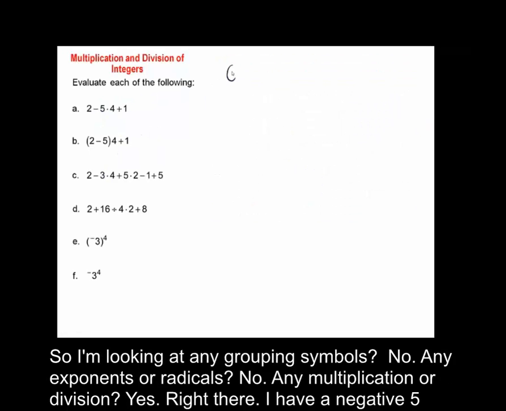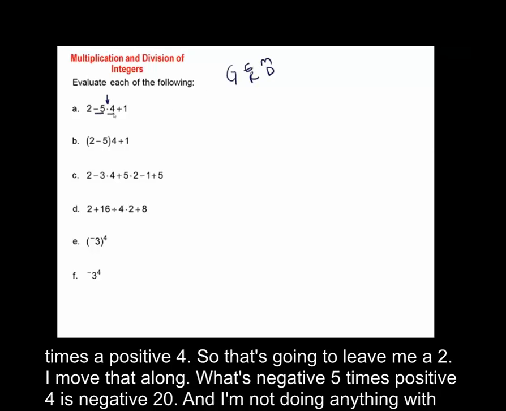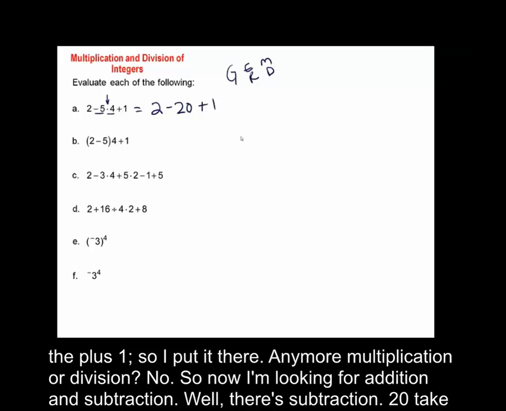So I'm looking at any grouping symbols? No. Any exponents or radicals? No. Any multiplication or division? Yes, right there. I have a negative 5 times a positive 4. So that's going to leave me a 2. I move that along. Negative 5 times positive 4 is a negative 20, and I'm not doing anything with the plus 1, so I put it there.